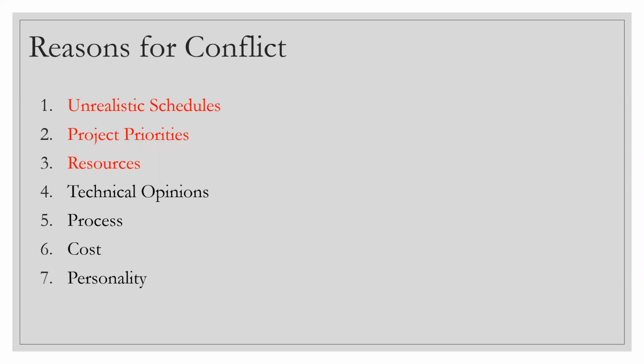That will lead to a conflict. The third one is about the resources. So resources is definitely a major reason for conflict, because, like I said, at one point in time, if multiple projects are going to use the same resources during the same timelines, then definitely it will lead to conflict.